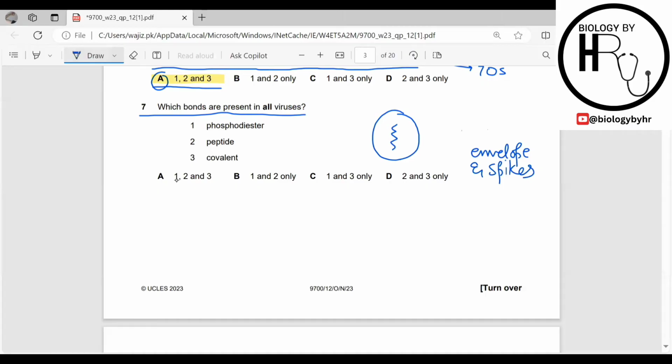So statement 1 is saying phosphodiester bonds. We all know that the nucleic acid contains the phosphodiester bonds and covalent bonds. Peptide bonds are found in this capsid. It contains the protein, right? It is made up of protein. So it contains the peptide bonds as well. We all know that the phosphodiester bond and the peptide bonds are both covalent bonds. So hence over here the answer is going to be A.